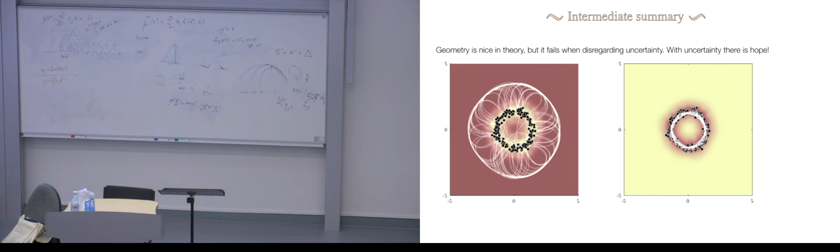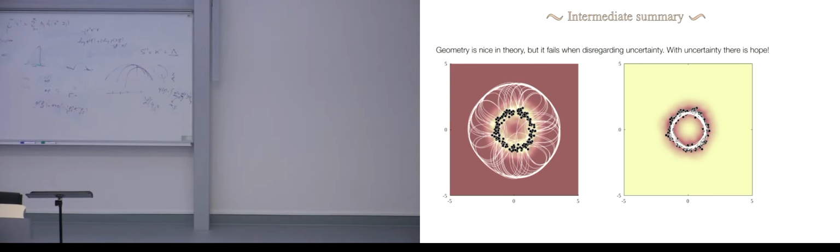The summary before we move to actually applying this stuff and doing fun applications is basically that geometry works in theory. It totally sucks in practice unless you capture uncertainty in your model, unless you care about distributions over functions, unless you attend GPSS. So basically, with uncertainty, there is hope. And I think that's a beautiful life lesson in general. If you don't have uncertainty, then forget it. You have no chance. But if you have uncertainty, then there's hope that something will happen.